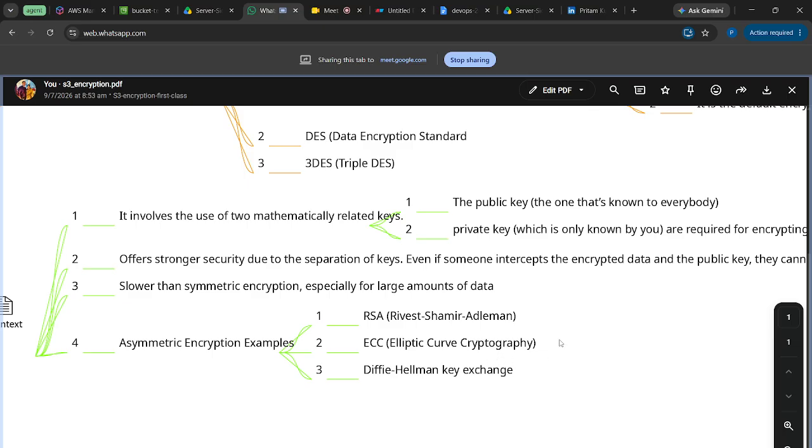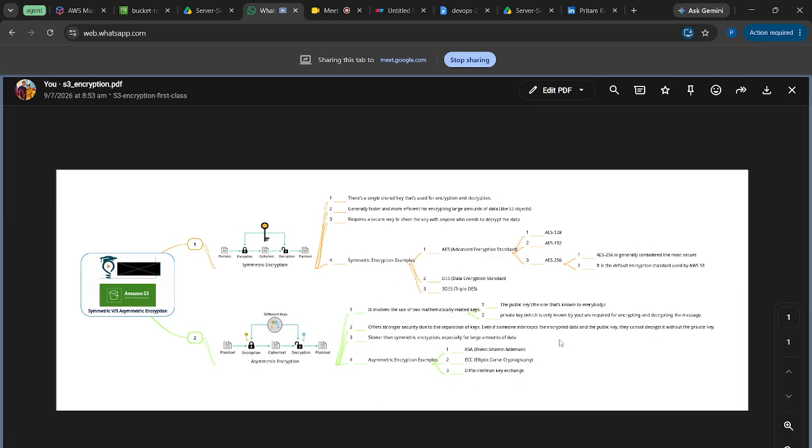So this is all about symmetric and asymmetric. Got an idea? The basic difference is that in symmetric we use the same key to encrypt and decrypt, and in asymmetric we use two different keys. That may be an interview question. If someone asks you, you can say the basic difference is the same key versus two different keys. And in S3, what do we choose? We go with symmetric encryption. By default the encryption process is AES 256. Understood? Now let me get back to the other slide.